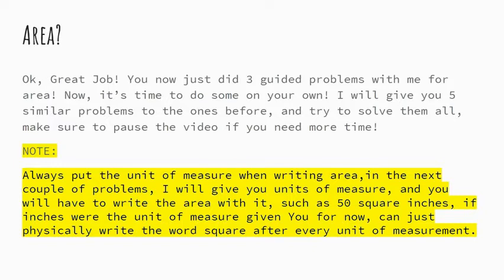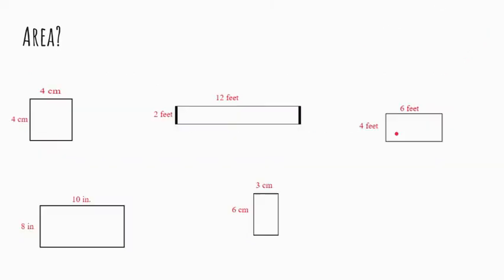In the next couple of problems, I will give you the units of measure and you will have to write the area with it. So just write 50 square inches if inches were the unit of measure given. For now, you can just physically write the word square after every unit of measurement. These are the 5 problems I want you to attempt on your own. Please pause the video for more time.